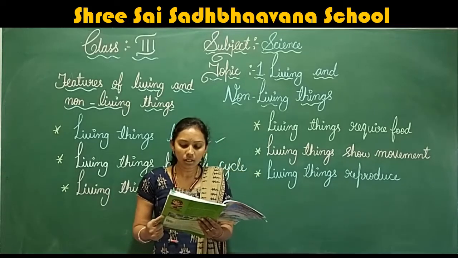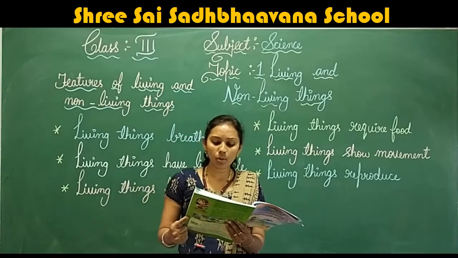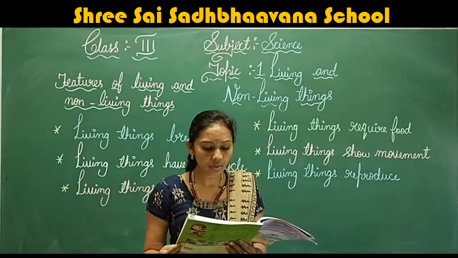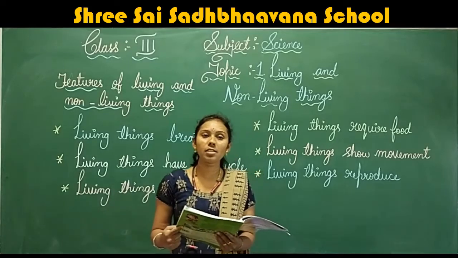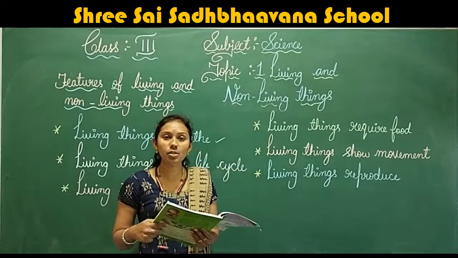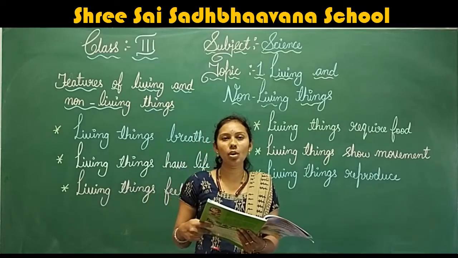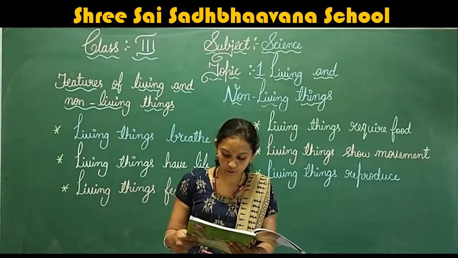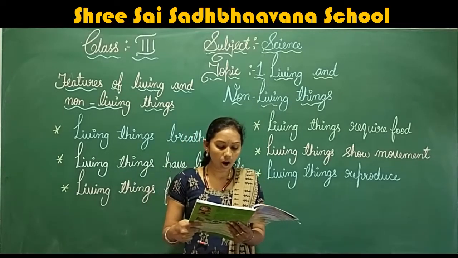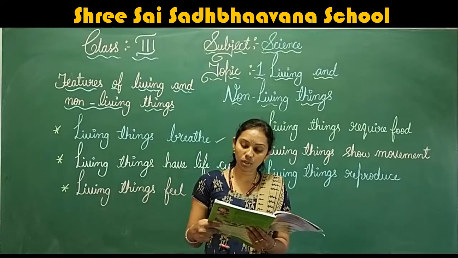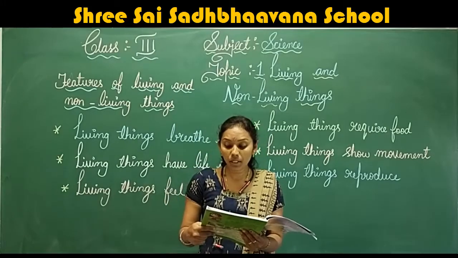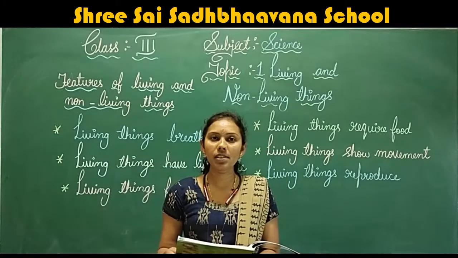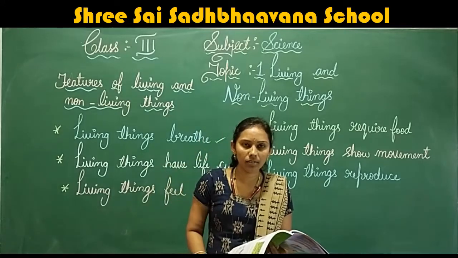So here, reproduction is the process of giving birth to their young ones of their own kind. The process of giving birth to their young ones is called reproduction. So here, see the cow, cat, dog, lion give birth to their young ones. Right, children? Birds, fishes, snakes will lay eggs of their own kind.